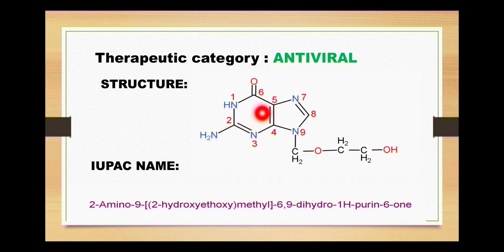On position number 6 and position number 9 we have the hydrogen, so collectively they are called 6,9-dihydro. On first position we have a hydrogen, so it is 1H. The heterocyclic ring system is purine, so it is purine, and on position number 6 we have a double bonded oxygen, so it will become one. So this is the IUPAC name of acyclovir.